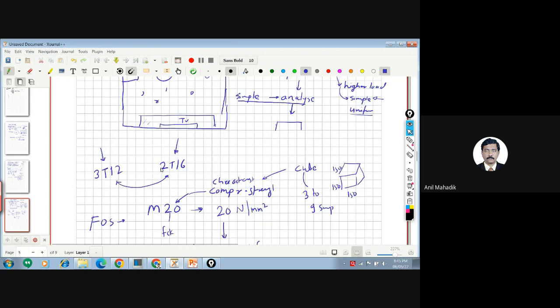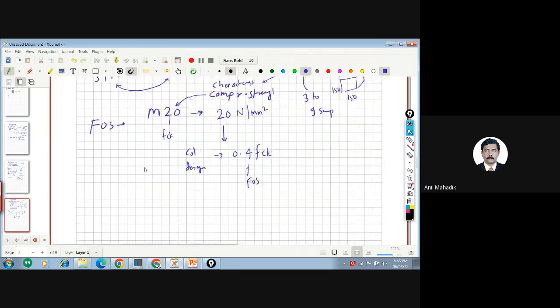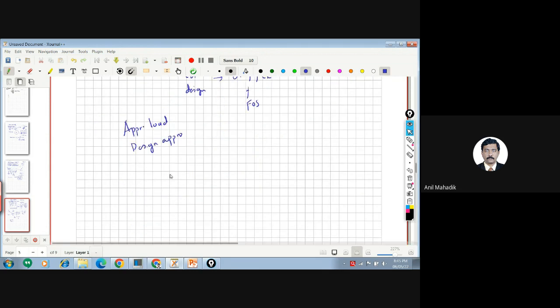So here I am also increasing the loads in the IS codes. Whenever I design the columns, I am only taking 40% strength of the concrete. Actually, 20 is available. So the loads which I am assuming are approximate. The design which I am doing is also approximate. Then even when I do the drawings, there are some errors or gaps we can see in drawings also.